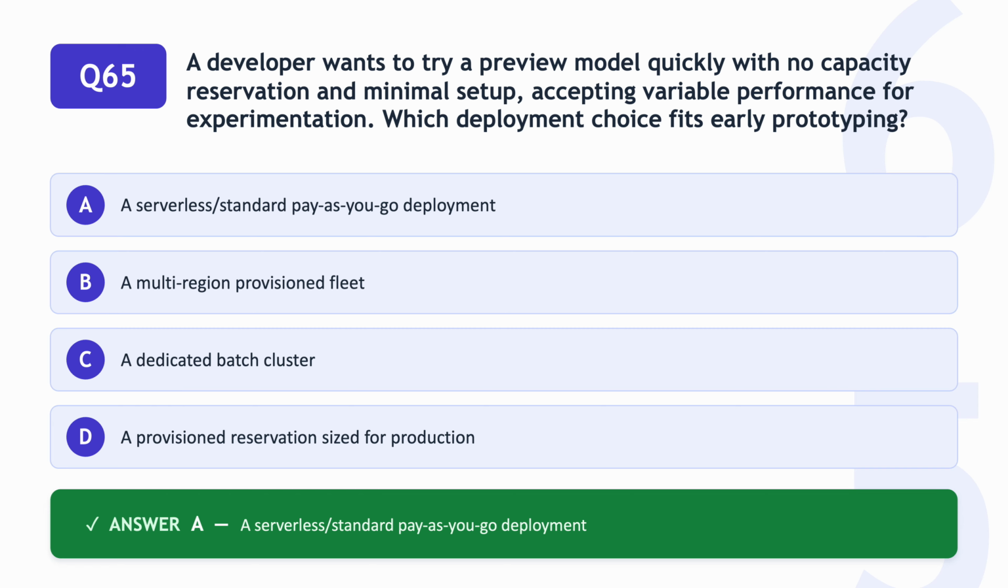Azure OpenAI Foundry describes standard deployments as on-demand, pay-as-you-go consumption, while provisioned deployments require reserved capacity.